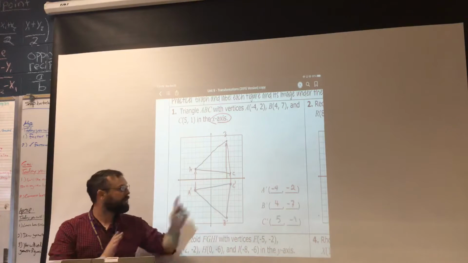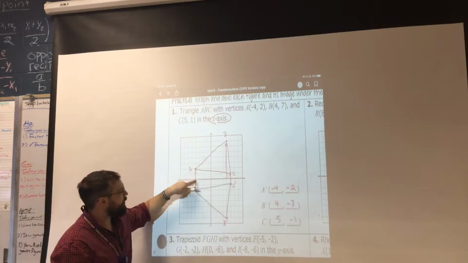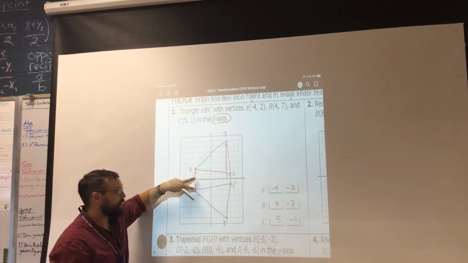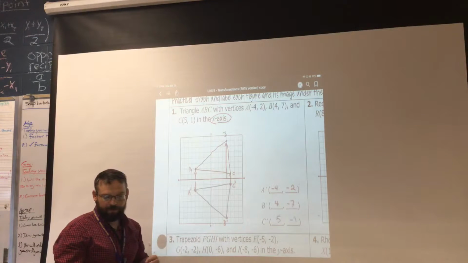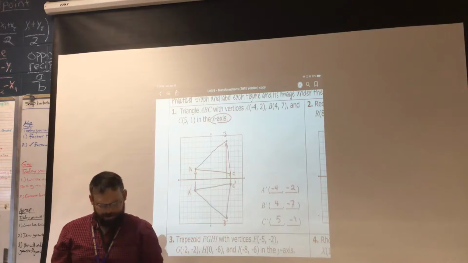So your takeaway is, look, when I say reflected over the x-axis, it's how far is that point away from the x-axis, and that's how much it reflects over it. Same thing applies if the line had been shifted, like if it's a different type of line of reflection. I'll show you one of those here in just a second.